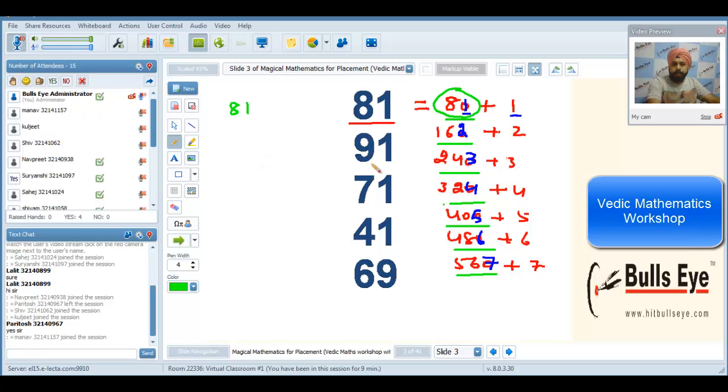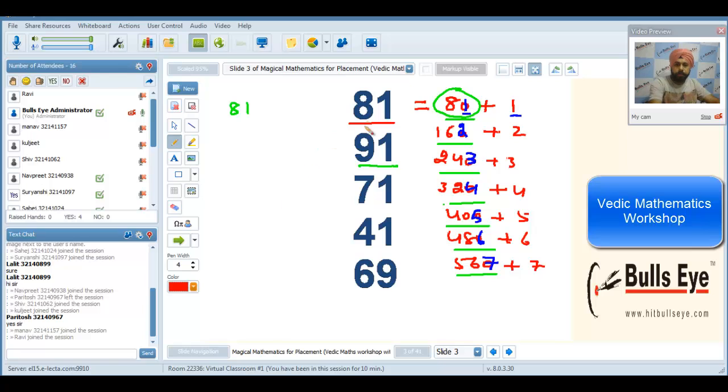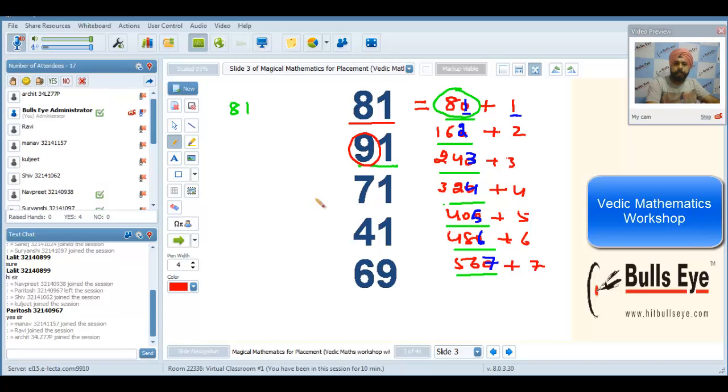So students, a table of 91, I will only focus on 9 here, and 1, 2, 3, 4, 5 will come naturally to me. So I can say this is 9, 1, 18, 2, 27, 3, 36, 4, 45, 5, 54, 6, 63, 7, 72, 8, 81, 9 and 910. So students, could you think about the same for a table of 71?